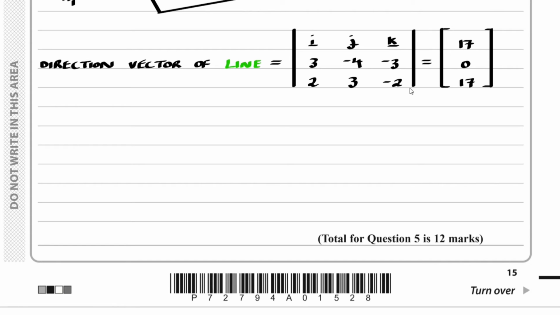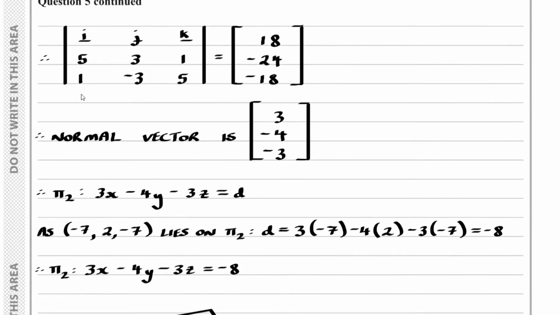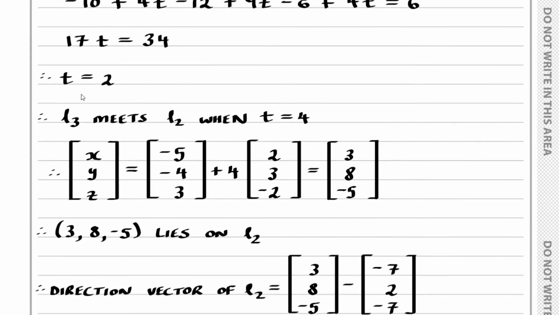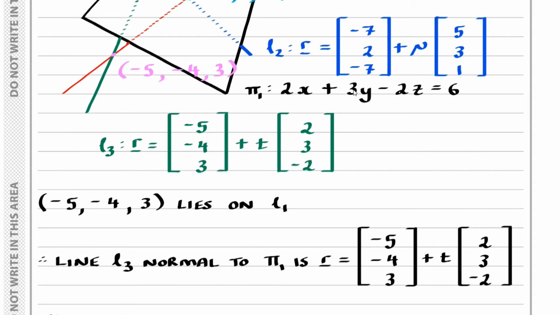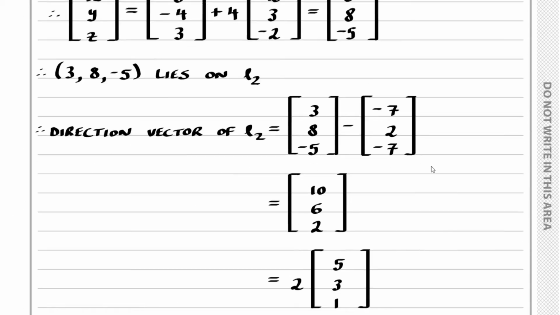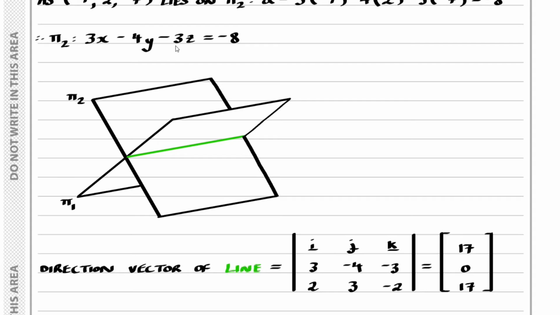So now that we know the direction vector, what we now need to do is find out some point on this line. And the easiest way to do that is, if we think about what pi 1 is, we know from earlier that pi 1 is 2x plus 3y subtract 2z equals 6. And if we think about what pi 2 is, where we had 3x subtract 4y subtract 3z equals -8, we can find a general point on the line by setting z equal to 0.